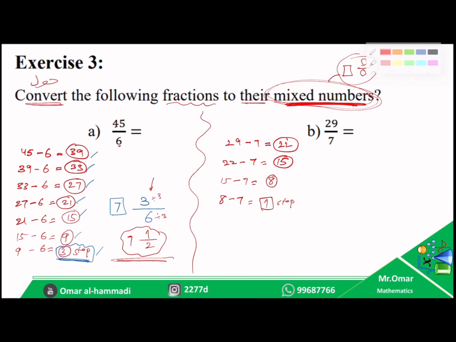So now, what do we have here? We stop at 1, so we write 1 divided by 7. And how many steps? 1, 2, 3, 4. And here we write 4. That's it. This is in the lowest term. And it's an improper fraction, and it's a mixed number.